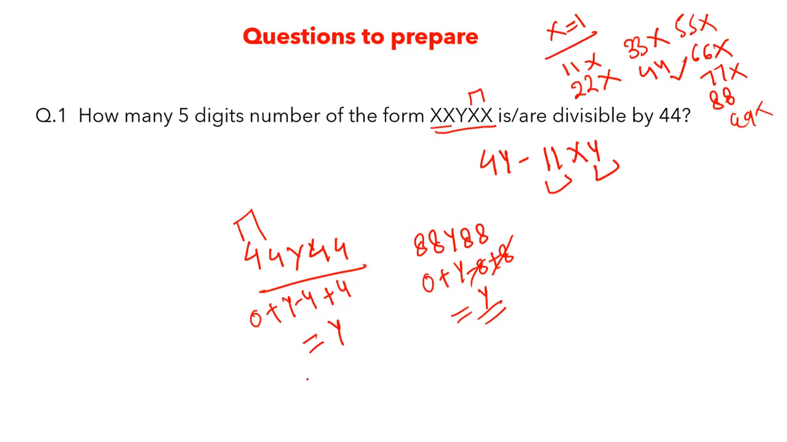So what we will do is put 0 here. So 44044 and 88088. These are the two possible 5 digit numbers which are divisible by 44. Okay, so what should be the correct answer for this one? Two numbers are possible.